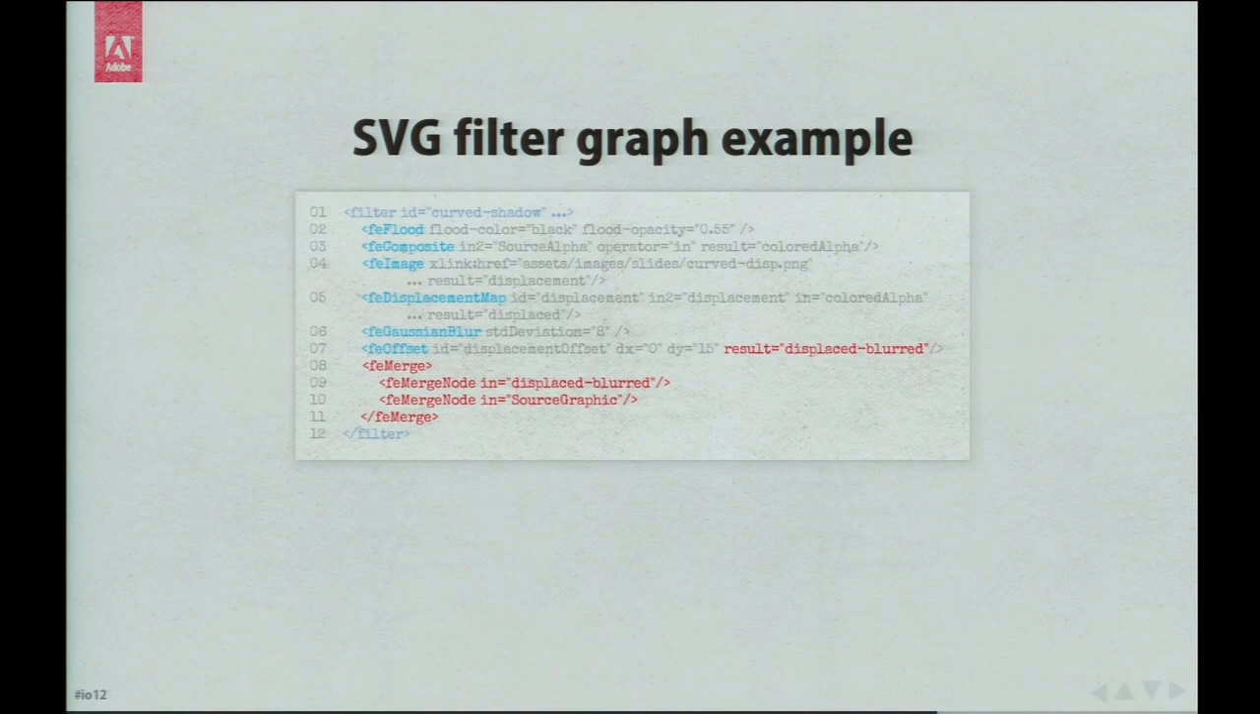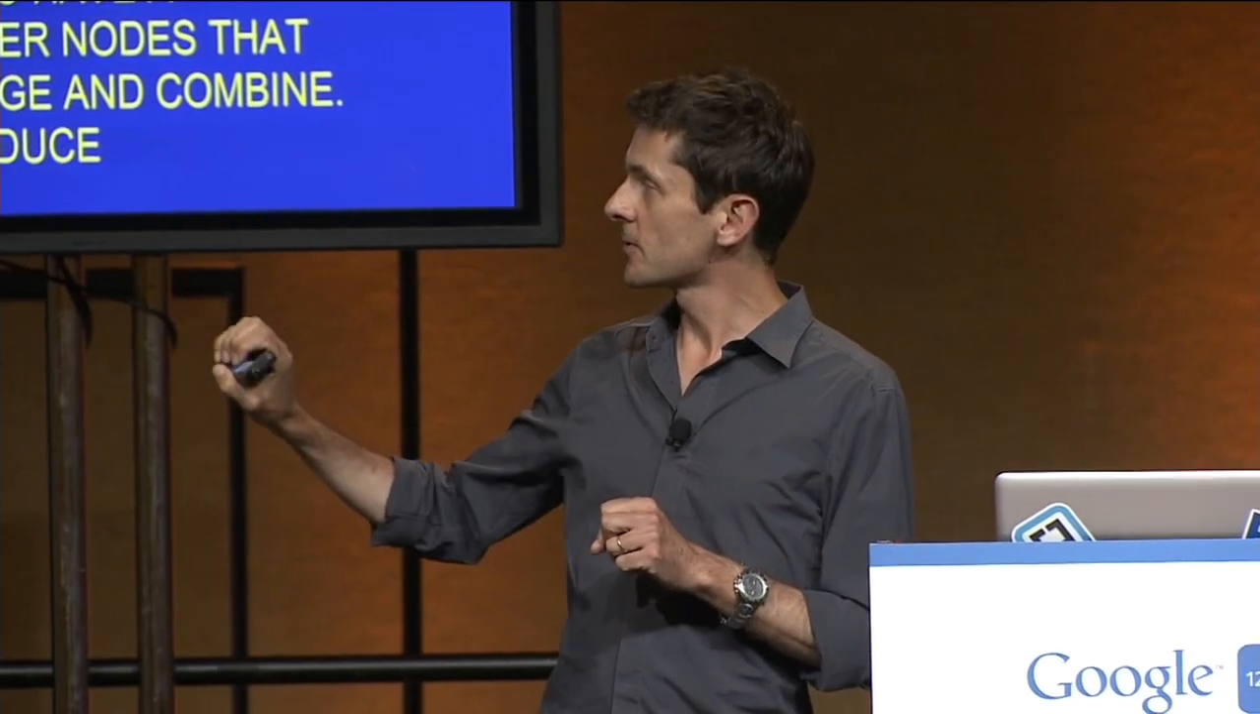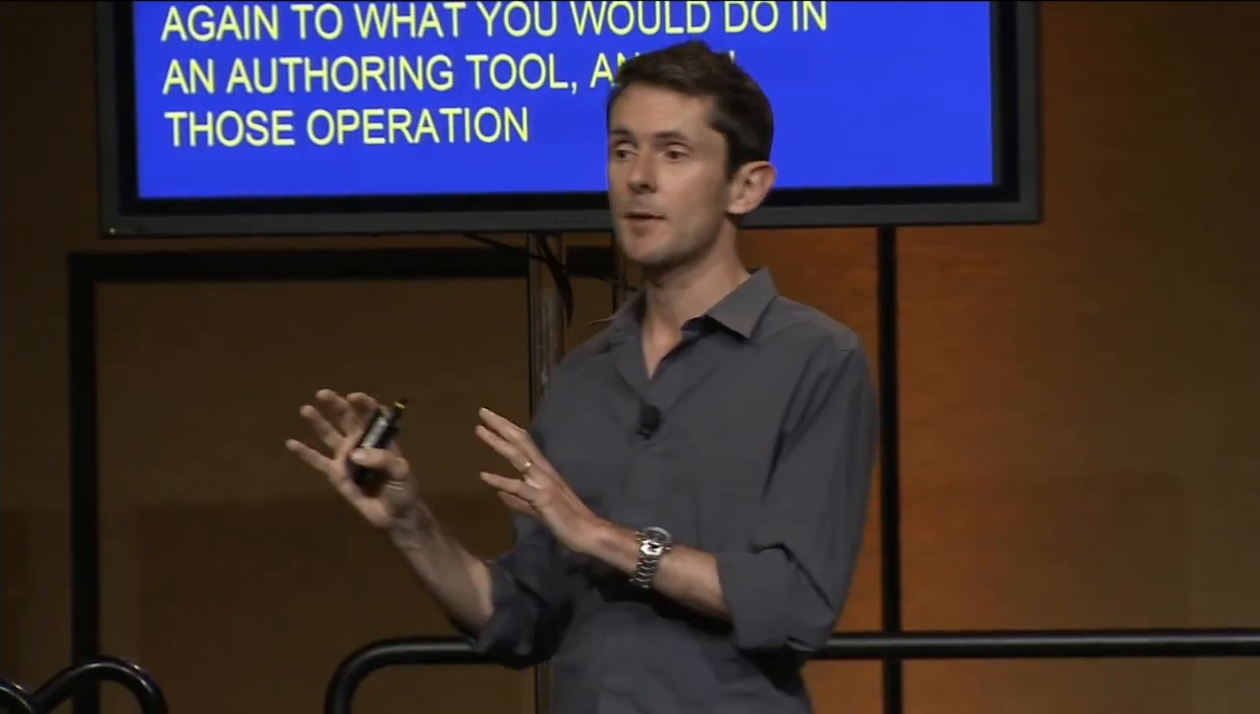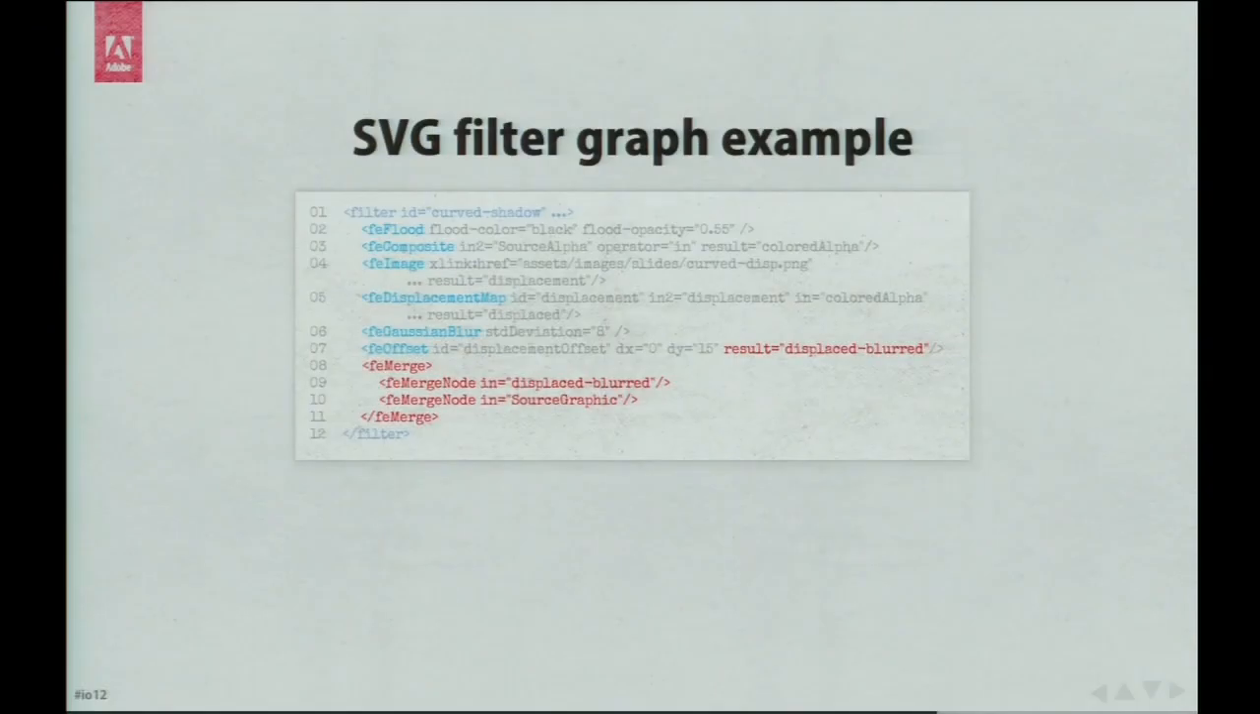They each produce a different effect. And at the end of the filter, you can combine and arrange those effects and stack them up in the way you want. So that's very similar, again, to what you would do in an authoring tool. And all those operations and combinations can be captured in the markup. The nice thing, again, is that since this is markup, this is part of the DOM, and the DOM is accessible through scripts, and you can make it all dynamic.